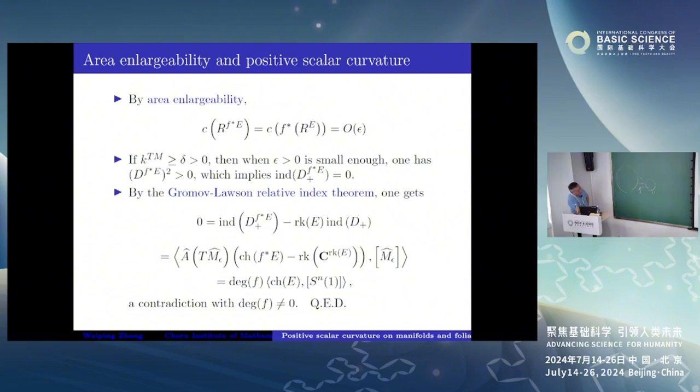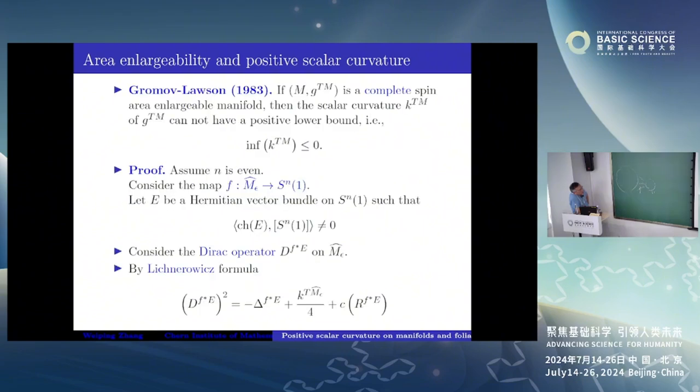That means you cannot assume the scalar curvature has a uniform positive lower bound. So this gives a very simple proof of Gromov-Lawson's theorem. Of course, if M is compact, this means that there is no positive scalar curvature on an area enlargeable manifold.